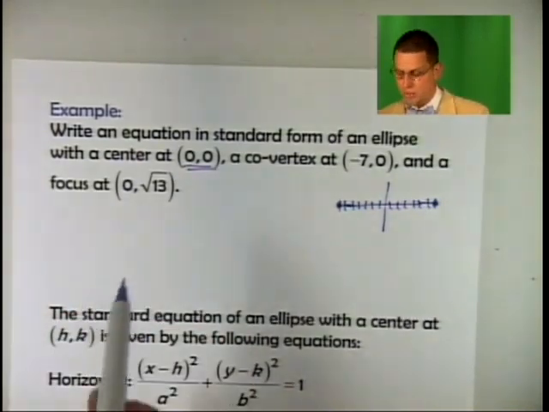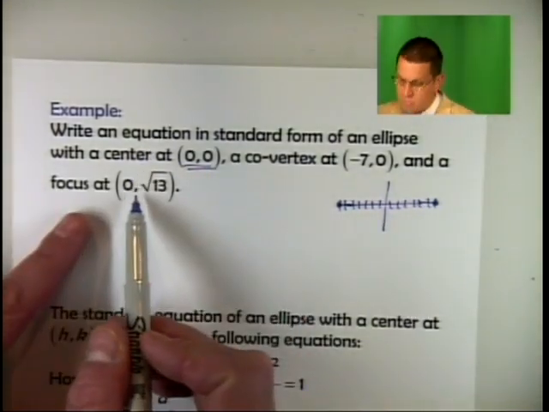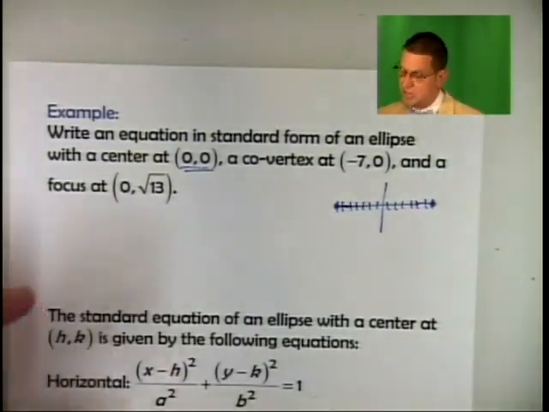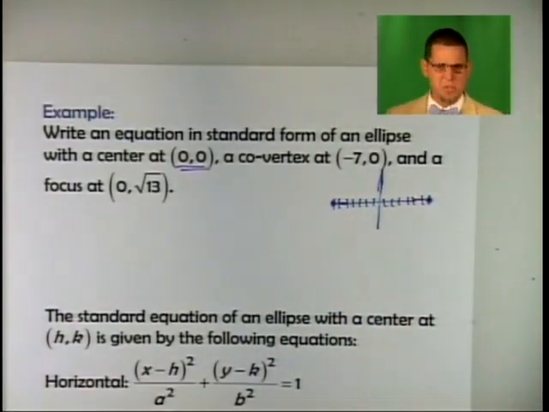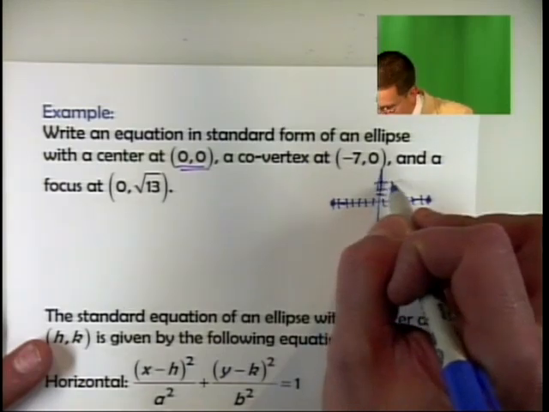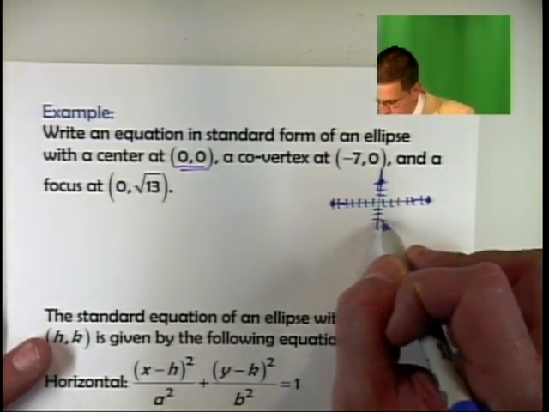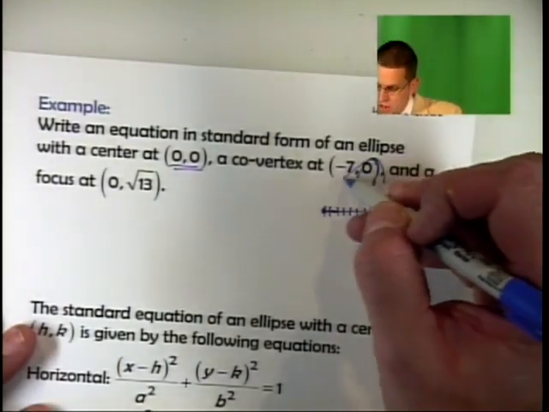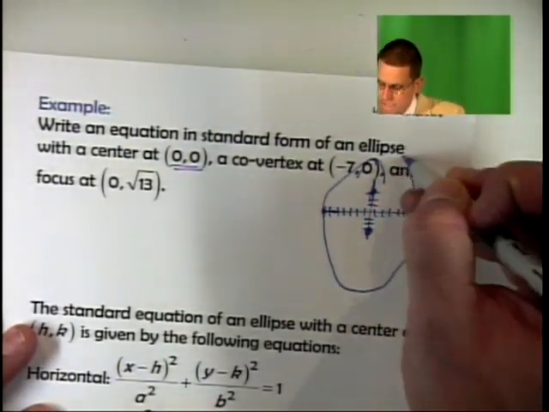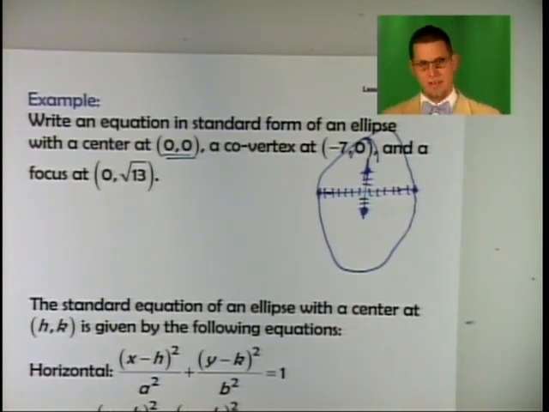Now, notice this is also going to remind us of that. 0, square root of 13, if we plot that point. Square root of 13 is between 3 and 4, so it's 3 point something. 1, 2, 3 point something is a focus. Down 1, 2, 3 point something is a focus. Because those lie on a vertical axis, the ellipse is going to look like that.